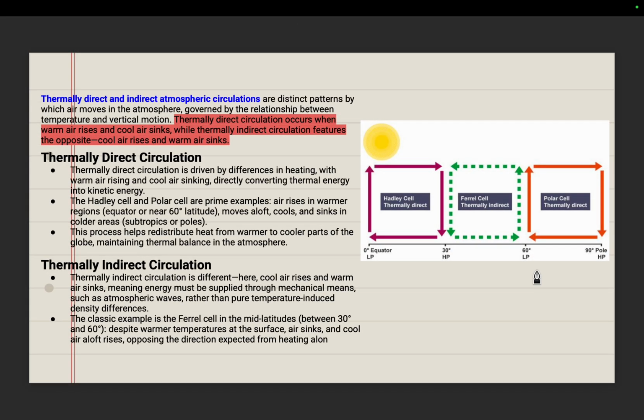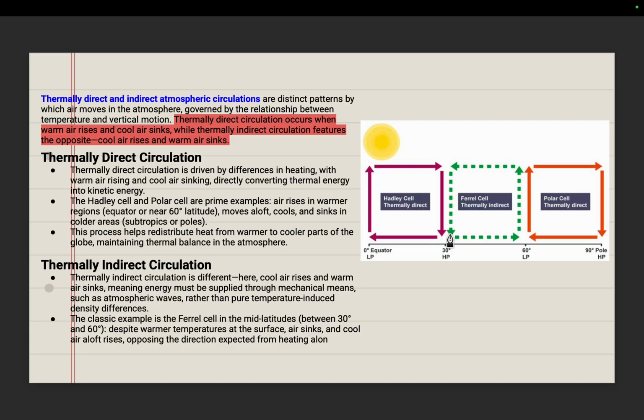Now this same slide we discussed the last day. That is about the thermally indirect and thermally direct circulations. Thermally direct circulation occurs when warm air rises and cold air sinks, while the thermally indirect circulation occurs when the cold air rises and the warm air sinks.